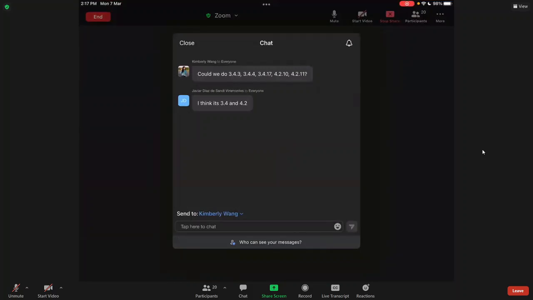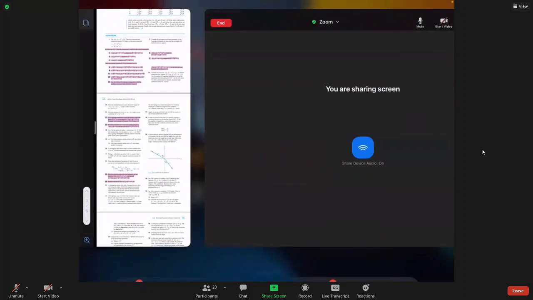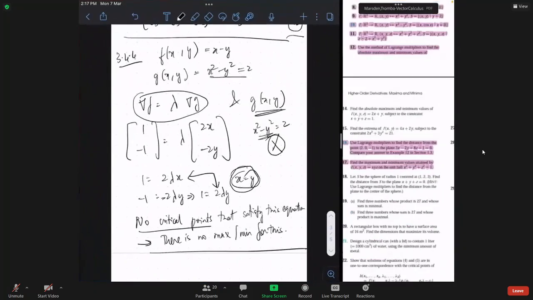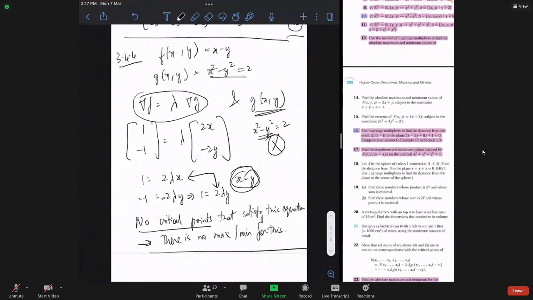Okay, let me see what was the next question that was asked. It was 3.4.17. 3.4.17 is finding out the maximum and minimum values that are attained by a particular function on the unit ball. And they've given the equation for that.